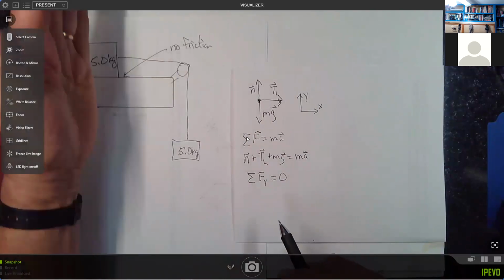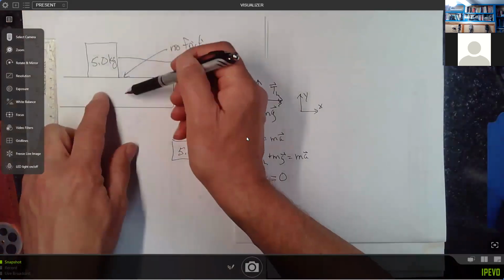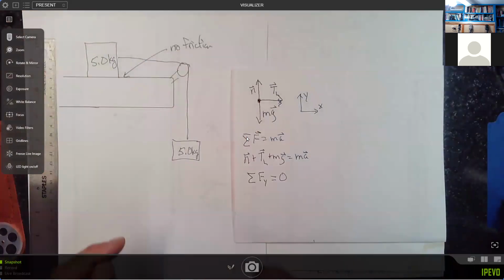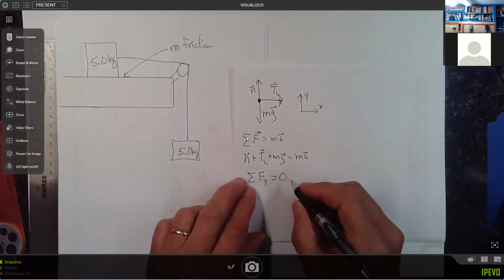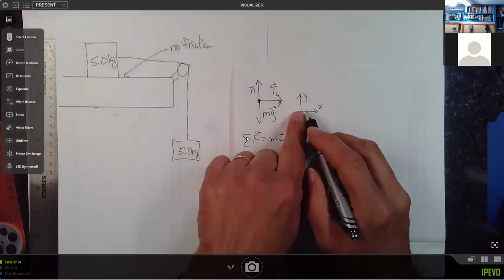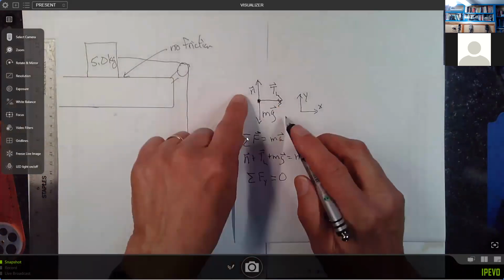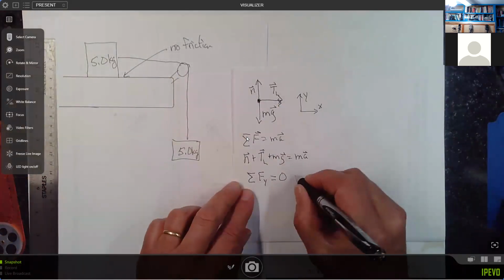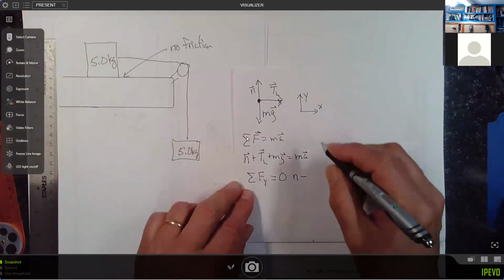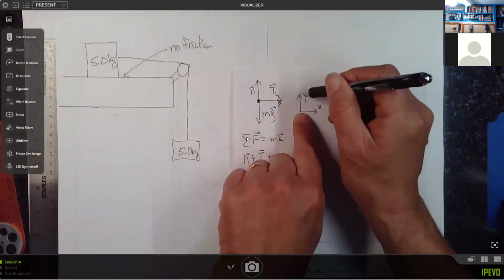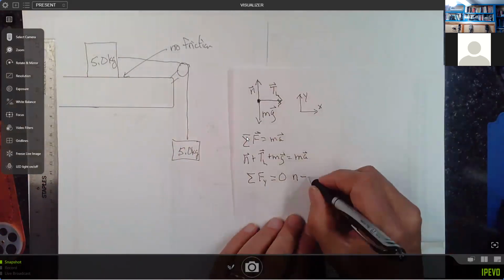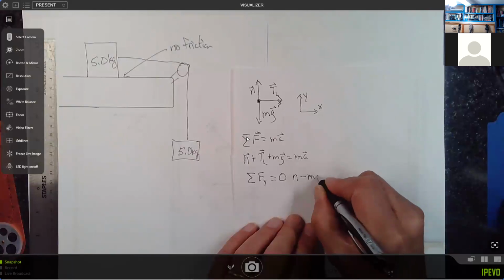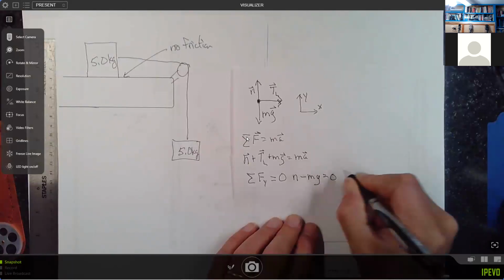It's not going to move up or down. It doesn't fall through the table and it doesn't jump off the table. And so that just tells me that if something points in the direction of the y-axis, it gets a positive N, and if it points opposite the positive y direction, it gets a minus sign. This just tells me N minus mg is equal to 0.